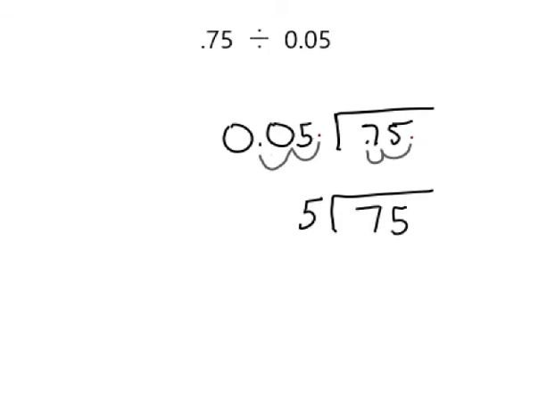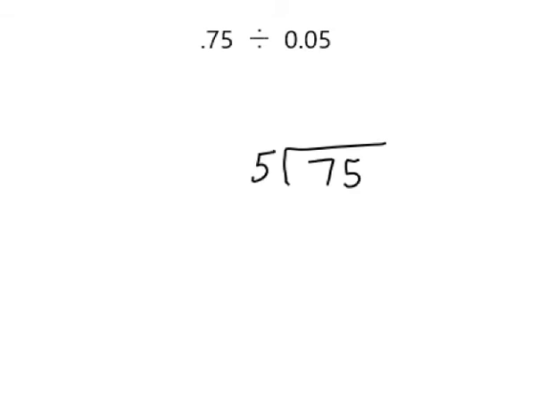Our new problem is 5 goes into 75, or 75 divided by 5. And this is easy. 5 goes into 75 15 times. So 0.75 divided by 0.05 is 15.